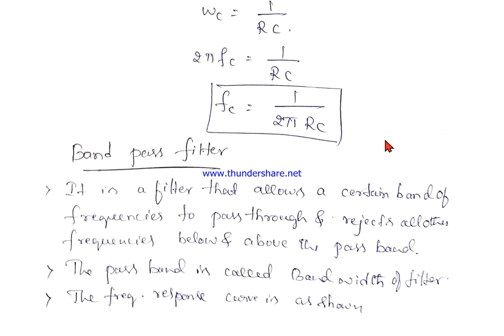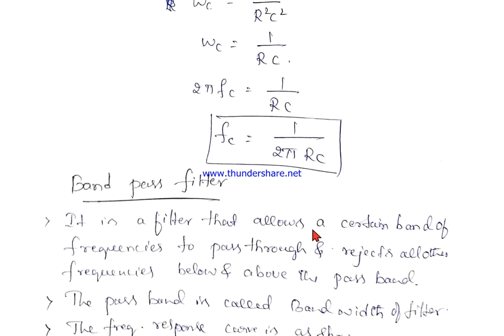So let's discuss another filter, that is the band pass filter. It is the filter that allows a certain band of frequencies to pass through it and rejects all other frequencies below and above the pass band. That is called a band pass filter. The pass band is called the bandwidth of the filter. Whatever frequencies it allows, that range of frequencies is called the pass band of that band pass filter.